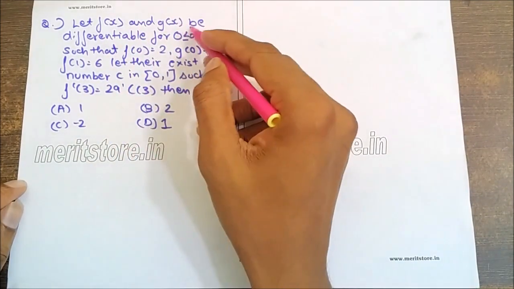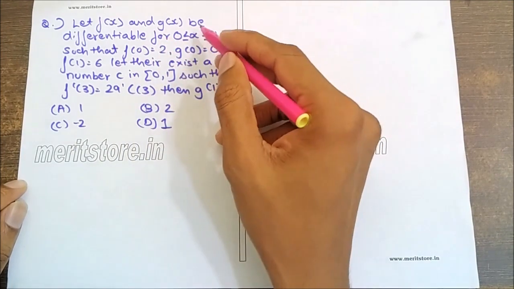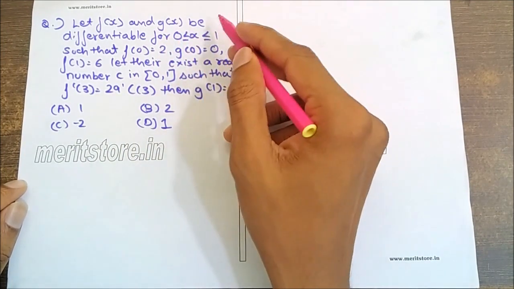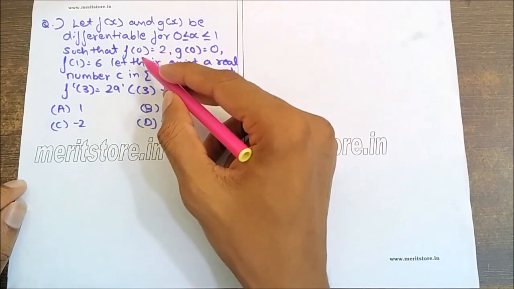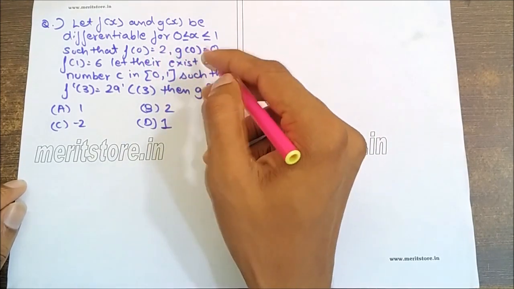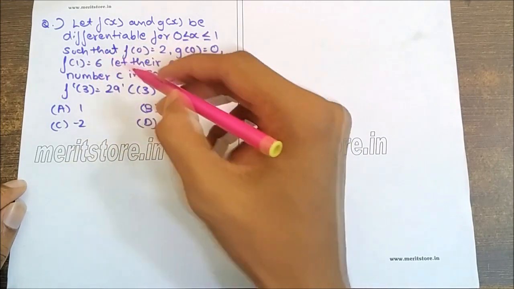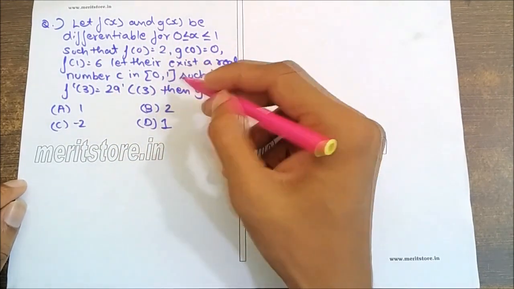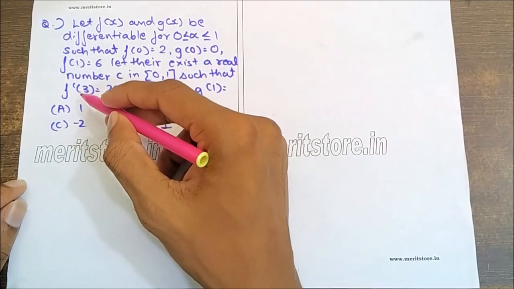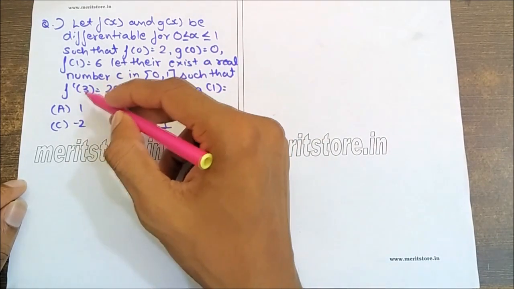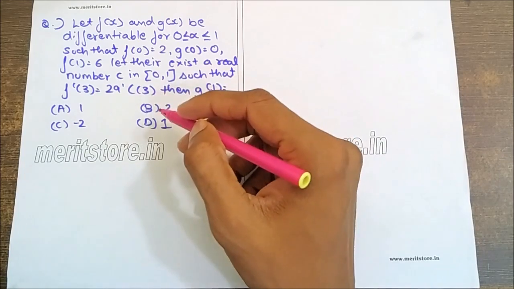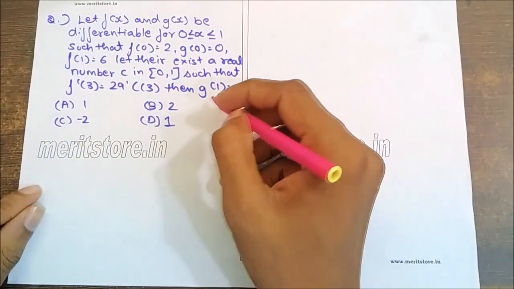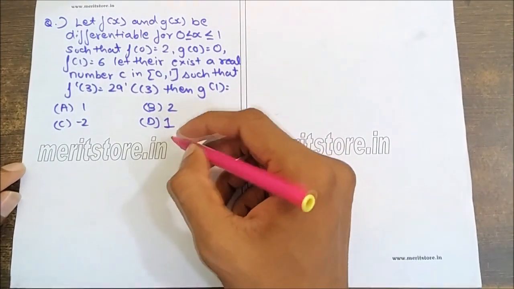Let f of x and g of x be differentiable for x greater than or equal to 0 and less than or equal to 1, such that f of 0 is equal to 2, g of 0 is equal to 0, and f of 1 is 6. Let there exist a real number c in 0, 1, such that f dash of c is equal to 3 g dash of c, f of 3 is equal to 29. Then g of 1 is equal to, we have 4 options given.